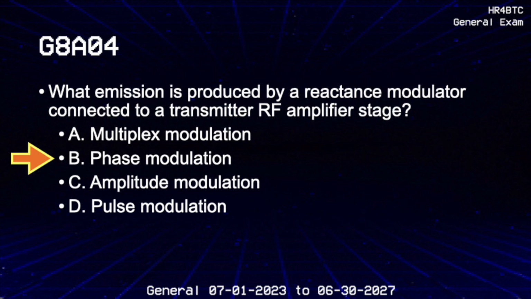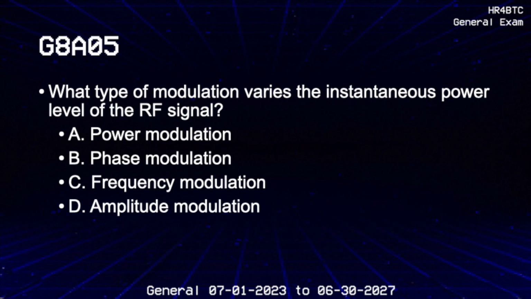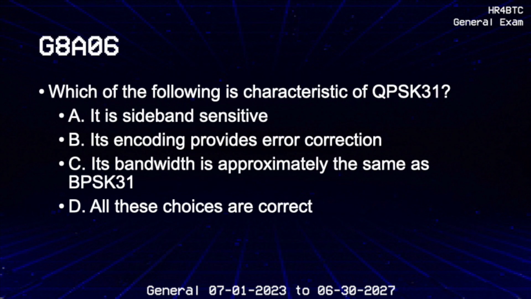What emission is produced by a reactance modulator connected to a transmitter RF amplifier stage? Phase modulation. What type of modulation varies the instantaneous power level of the RF signal? Amplitude modulation. Which of the following is characteristic of QPSK31? All these choices are correct.